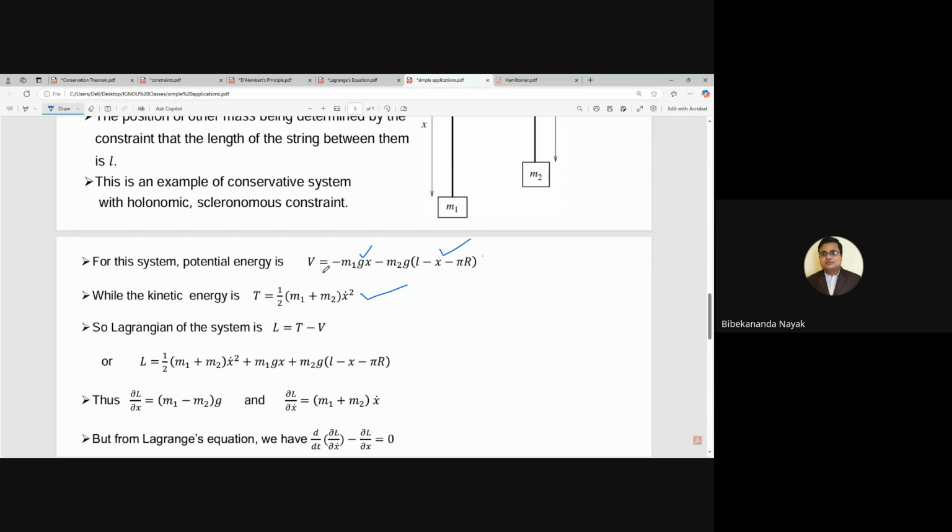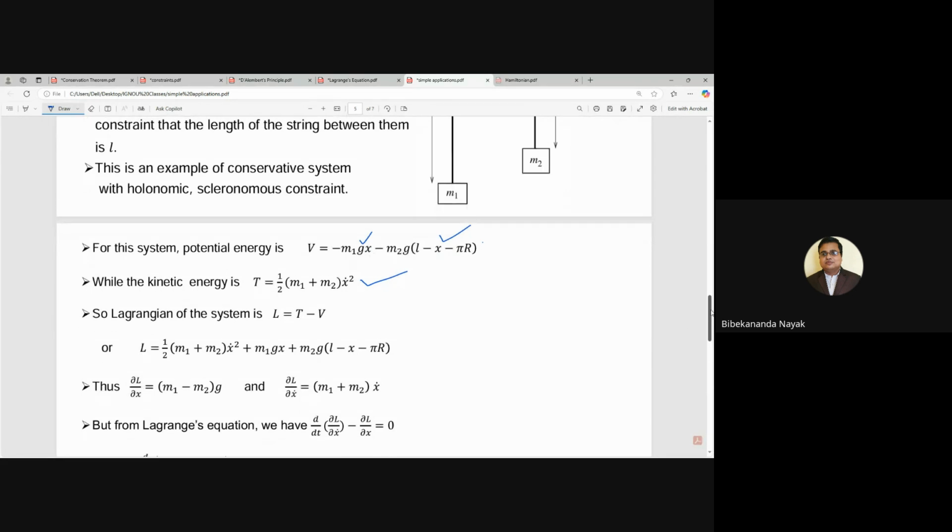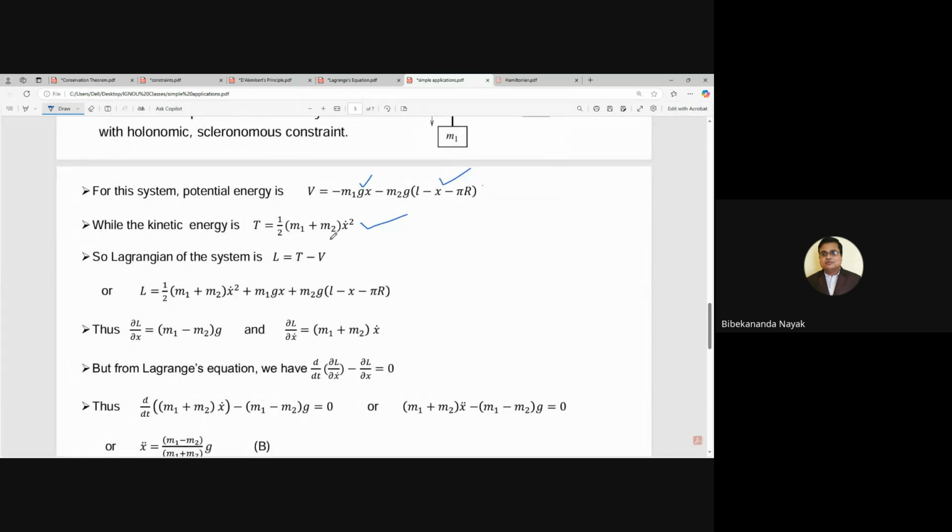Because it is a known problem, it is solved like this, taking 0 here. For any general problem, you can proceed anyway because it will not affect your equation of motion. So the kinetic energy is this, and the Lagrangian will be half (m1 + m2) x dot square plus m1 gx plus m2 g (l minus x), that is T minus V.